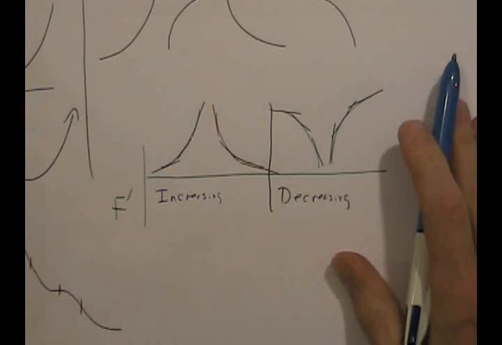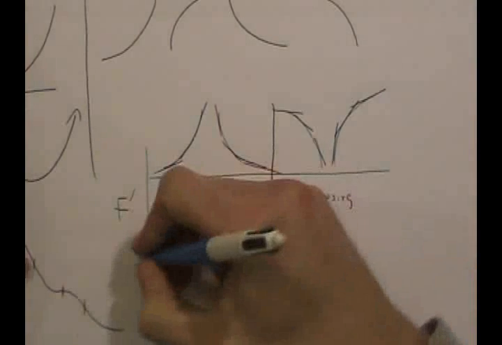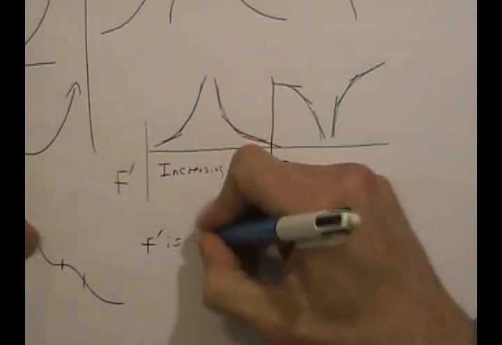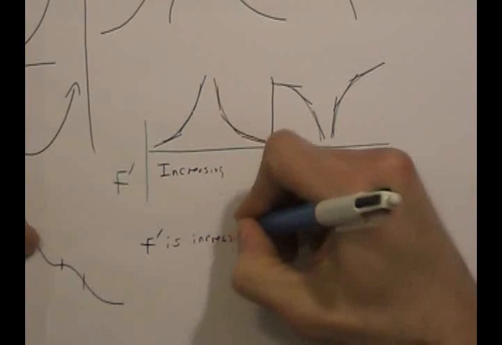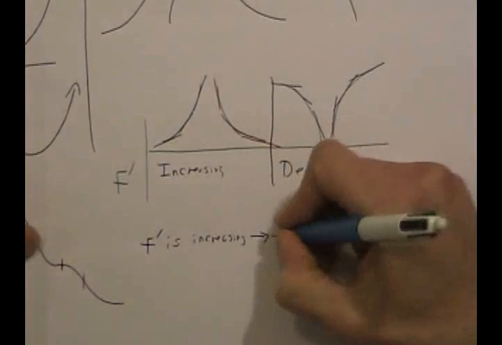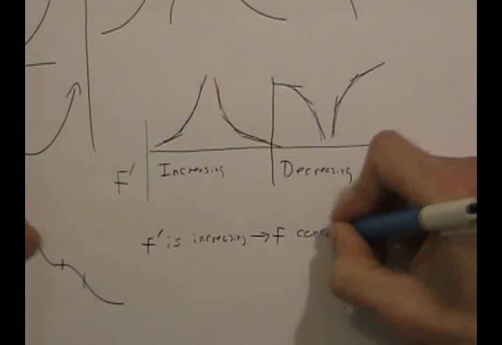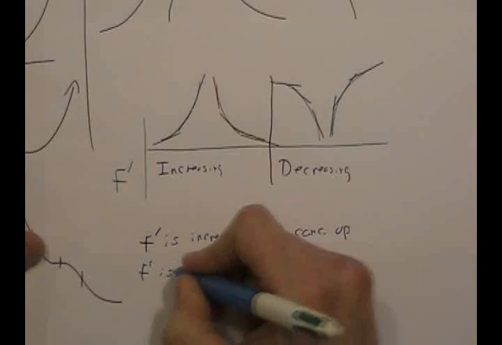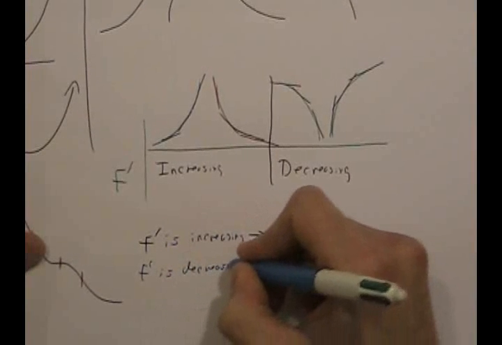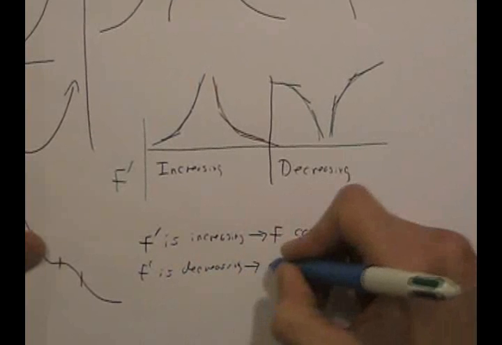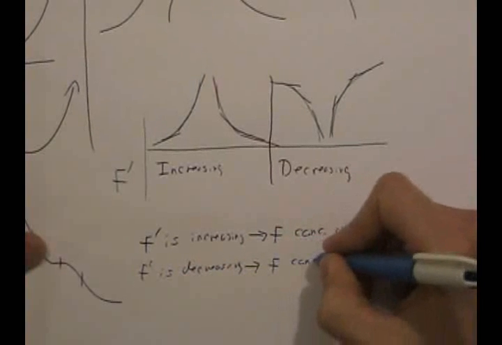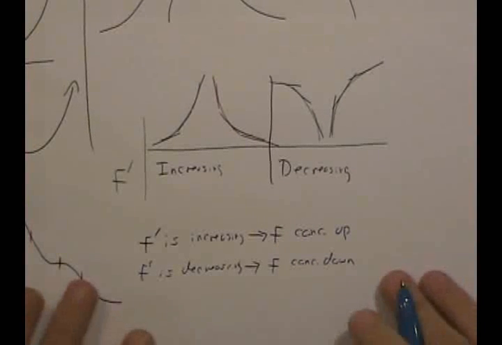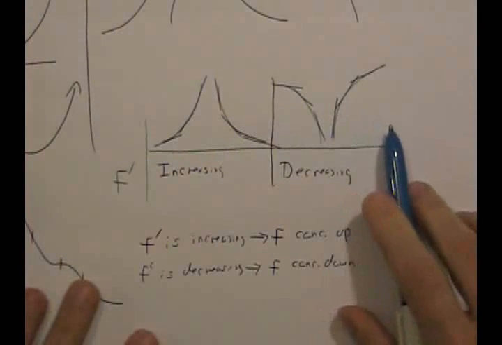We could state as a rule, if f prime is increasing, that implies that f is concave up. Concave up. And of course, if f prime is decreasing, that implies that f is concave down. That's all that you really need to understand what causes these shapes to be.